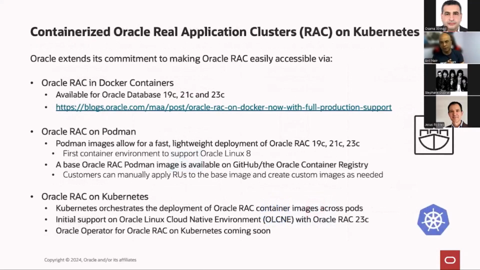So let's talk about one of the main things that is coming out in 23c, which is containerized Oracle RAC on Kubernetes. We started our journey a while back, since 19c, with Docker, and obviously with all the issues going on with Docker, Podman became more of a standard. So now Podman is the new thing, but obviously we support both. We also have RAC on Kubernetes, which you can consume with support from the Oracle Linux Cloud Native Environment with 23c, and support for the operator is coming up very quickly. It should be out very shortly.